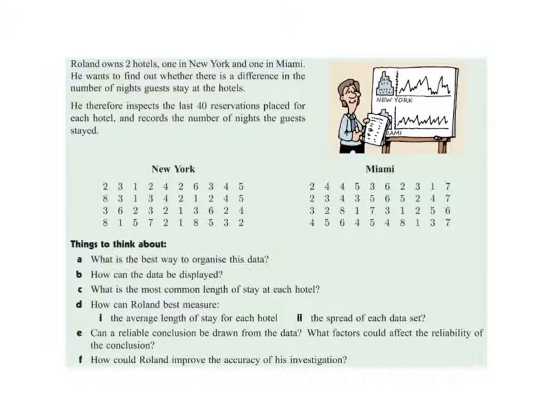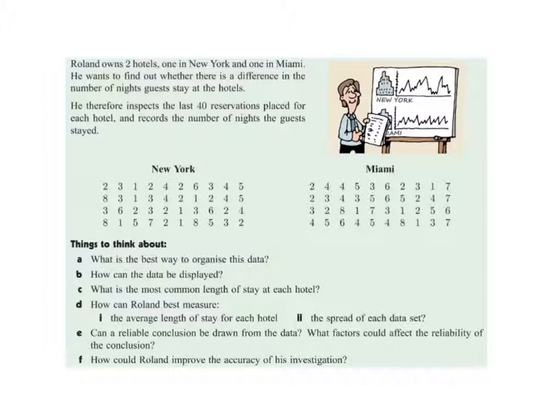So if we look at New York, for example, that first number 2 means what? One guest stayed 2 nights. Okay, another guest stayed 3 nights, etc. So right now, looking at that is unorganized. How can we organize the data?